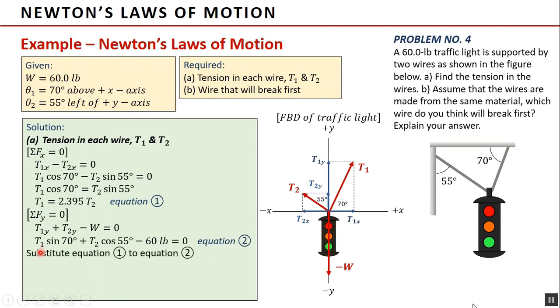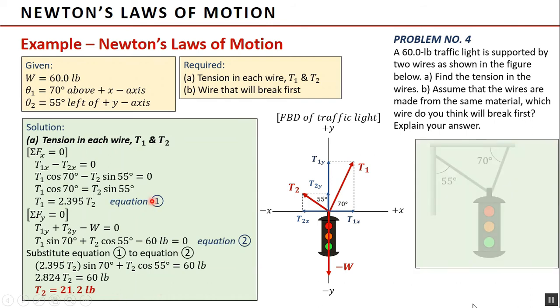Now going back to equation 1, we will replace T1 by 2.395 of T2. So this equation becomes 2.395 T2 sine 70 plus T2 cosine of 55, then we transpose the 60 pounds, so it equals 60 pounds. Then we can further simplify this since this equation is in terms of T2 only. So 2.395 sine of 70 plus cosine 55 is 2.824 of T2, equals 60 pounds. Dividing both sides by 2.824, T2 is 21.2 pounds.